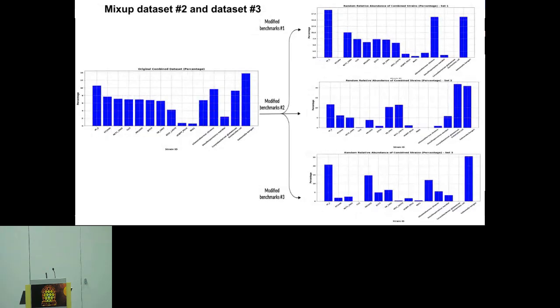Then for data set 3, we basically mixed things up. For demonstration purposes, there were 26 strains, but we selected only 5 strains for data set 3, and we are mixing this data set with data set 2. And as you can see, again we were able to generate multiple modified benchmarks. In this also, we have removed some of the strains. Here this was removed, this was removed, and this was removed, like this.